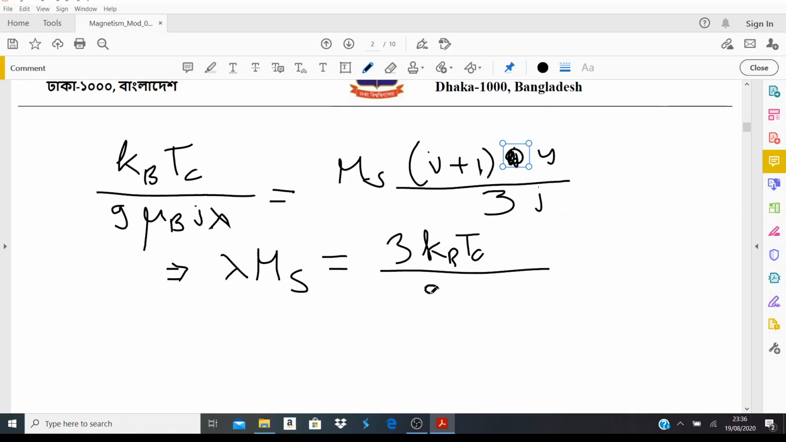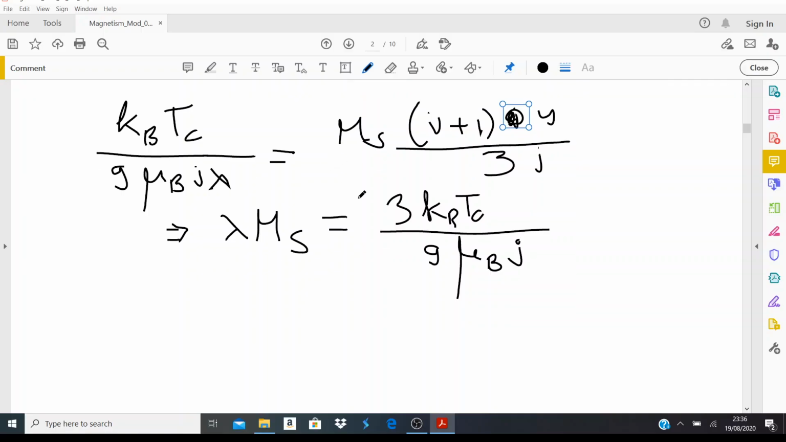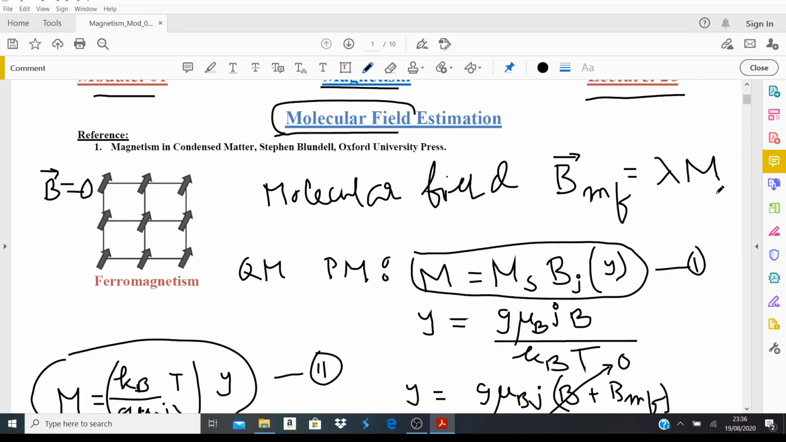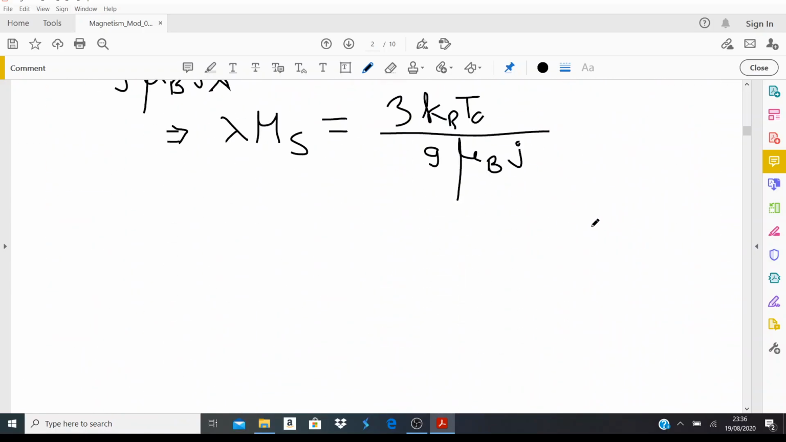Tc and the g factor mu b times j. And if you recall that lambda times ms is the molecular field strength, right? The maximum molecular field strength in our problem.